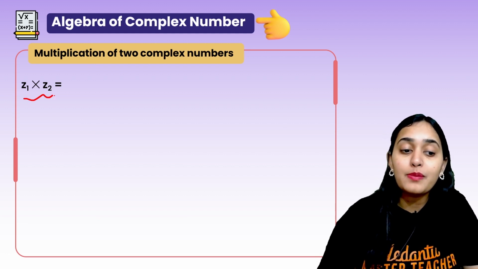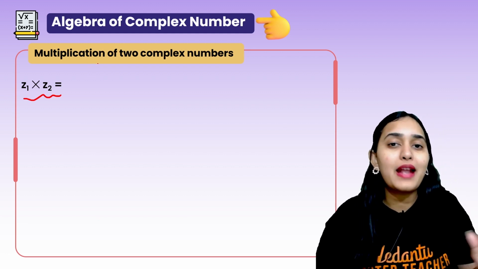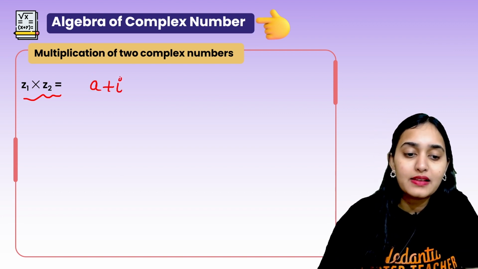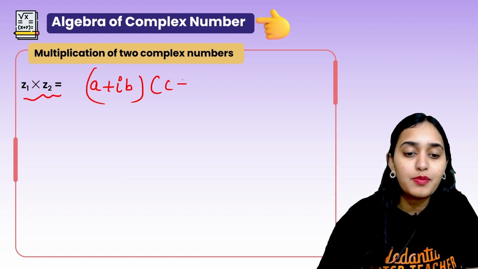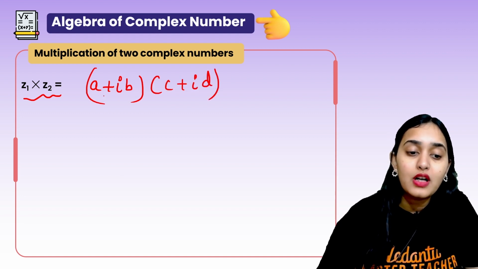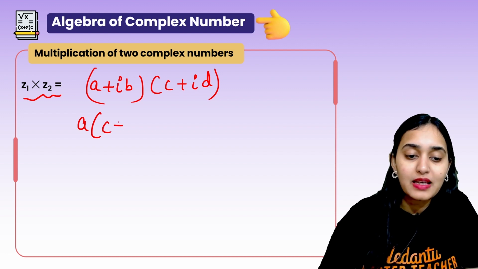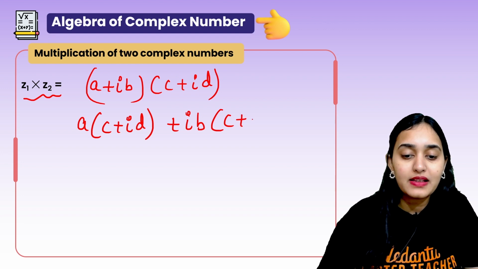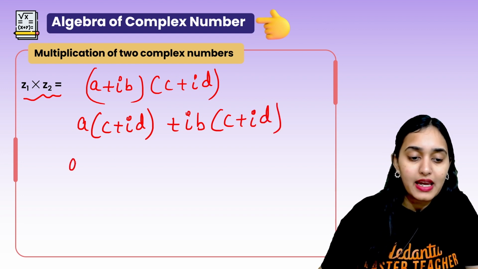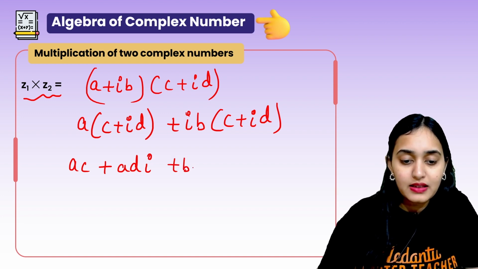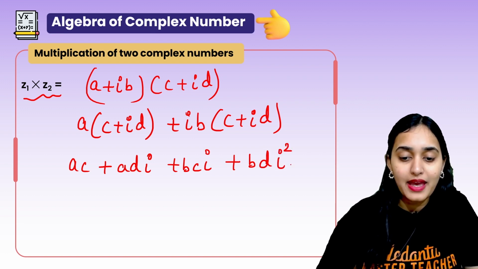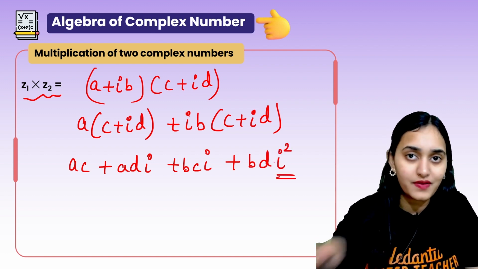Now, how do you do multiplication? Just open the bracket and use the distributive law. Suppose your complex number is a plus ib into c plus id. First, you multiply a with c plus id. Then you multiply ib with c plus id. So you will get ac plus adi plus bci plus bd into i square. Now, what is i square? I will tell you after some time.